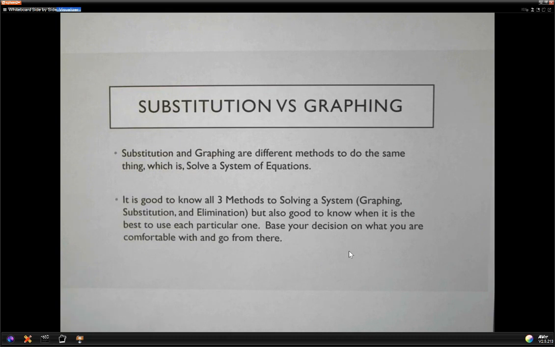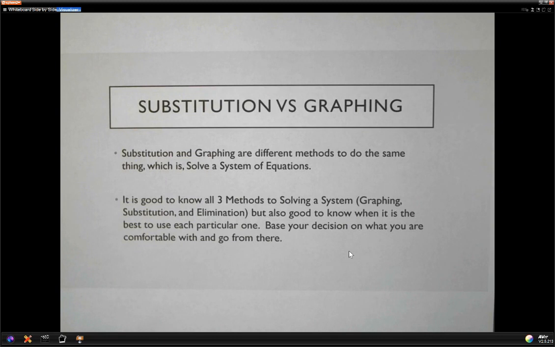For example, if you see both in slope-intercept form, sometimes it's easier to use graphing. If you see one in slope-intercept form and the other equation not, then sometimes it's best to use substitution. And lastly, if you see both in standard form, then elimination is the best method. Again, that's just a good idea, but it really comes down to what you are most comfortable with and what you can do well.